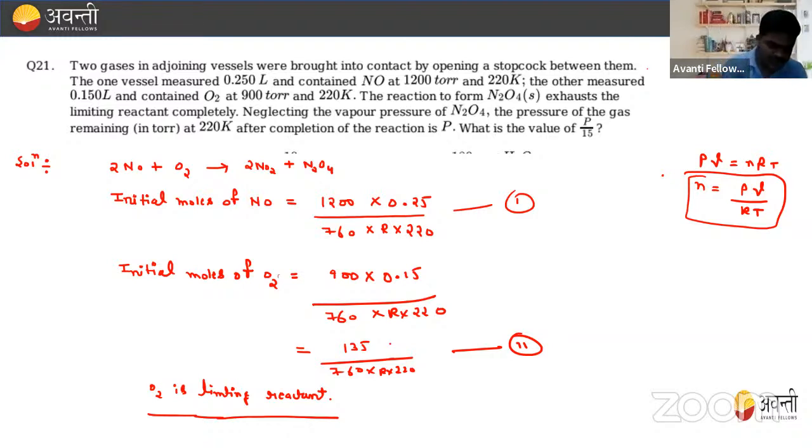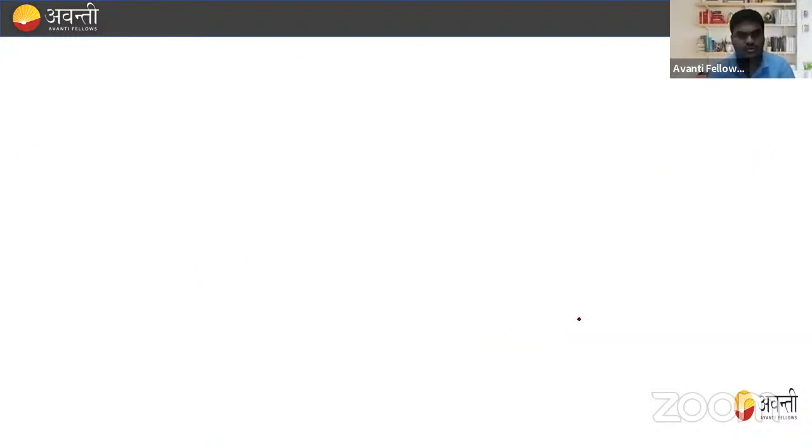Now, what are the moles of NO remaining after this reaction? The moles of NO remaining after the reaction.